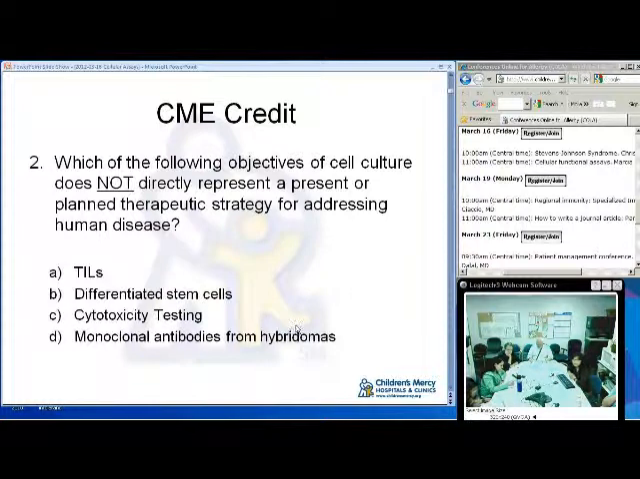The second question is, which of the following objectives of cell culture does not directly represent a present or planned therapeutic strategy for addressing human disease? TILs, differentiated stem cells, cytotoxicity testing, or monoclonal antibodies from Hybridoma.